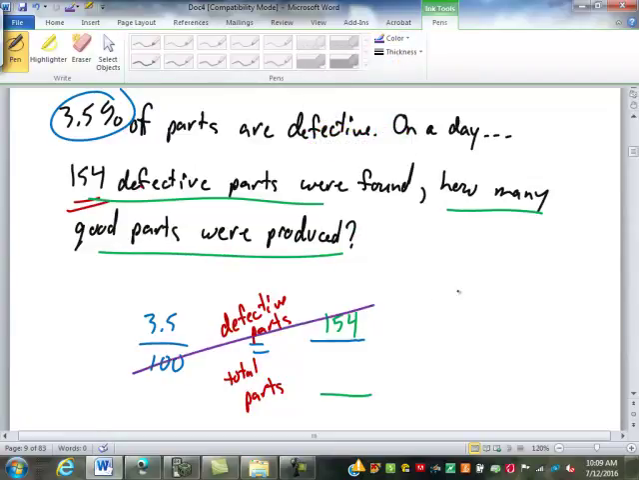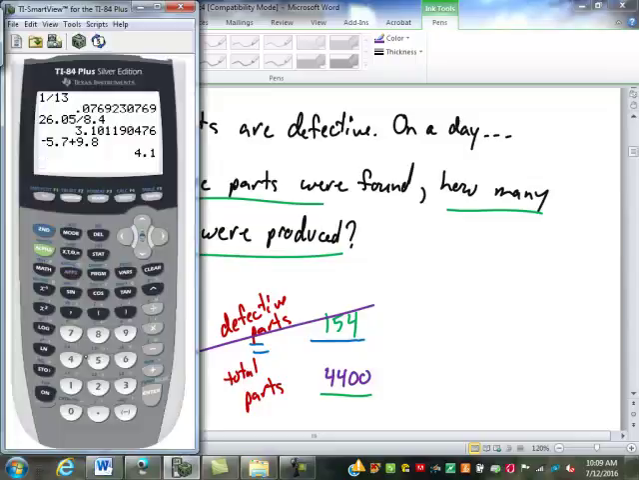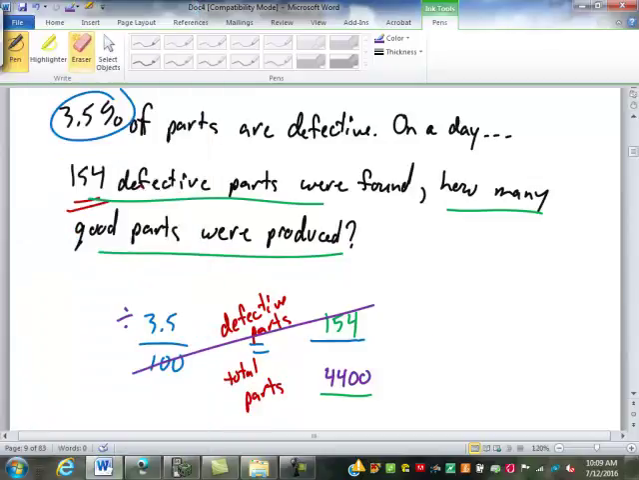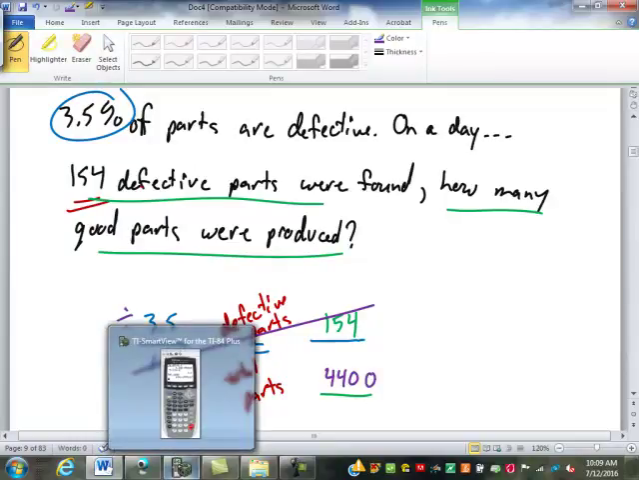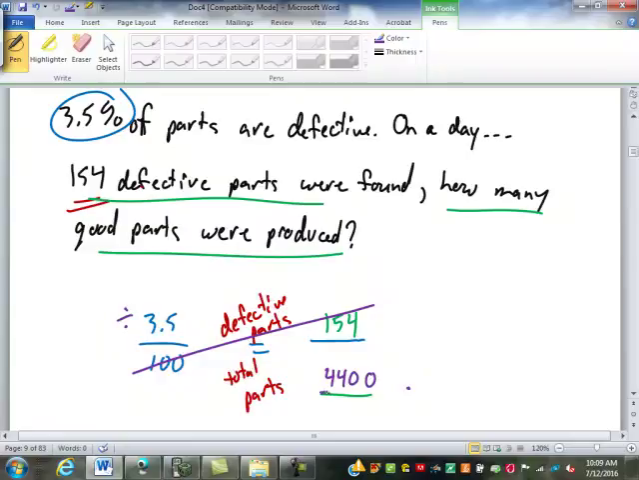So 100 times 154 divided by 3.5, is that 4,400? Is that right? 440? Oops, I divided by something wrong here. 440, so an extra zero. Is it 44? So 100 times 154 divided by 3.5. Yeah, that's 4,400. So that's 4,400 total parts produced.